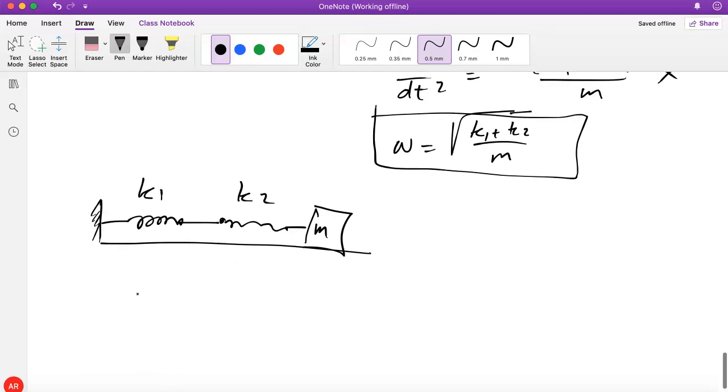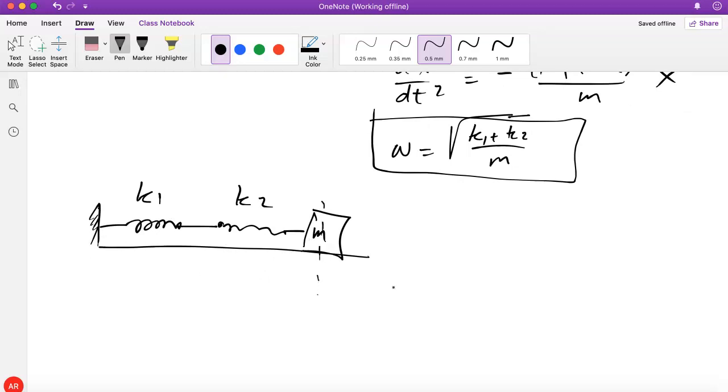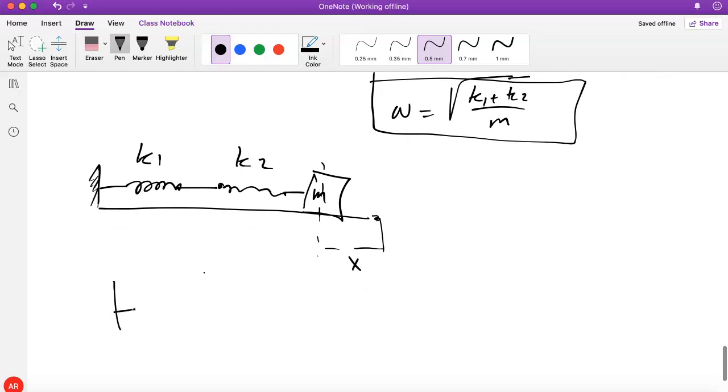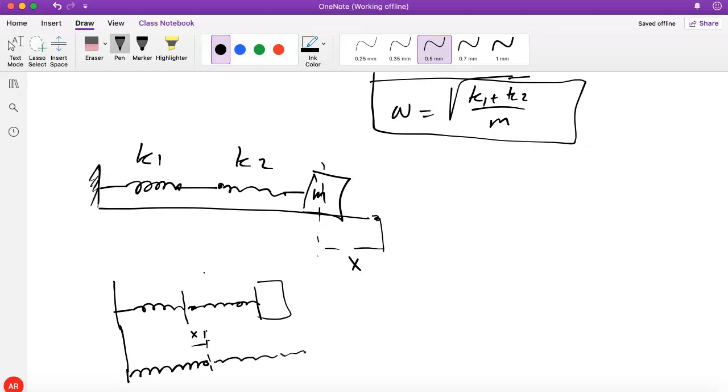So now what happens? If I move the mass by some distance x from the equilibrium position, how do I know how much each spring is stretched? I know the sum of the lengths each is stretched is x. Suppose this is the natural length of this one, and this is the one for this. If this one is stretched by x1, and this one is stretched by x2, and let's say this is L1, L2, from here to here I get L1 plus x1, and from here to here I get L2 plus x2.